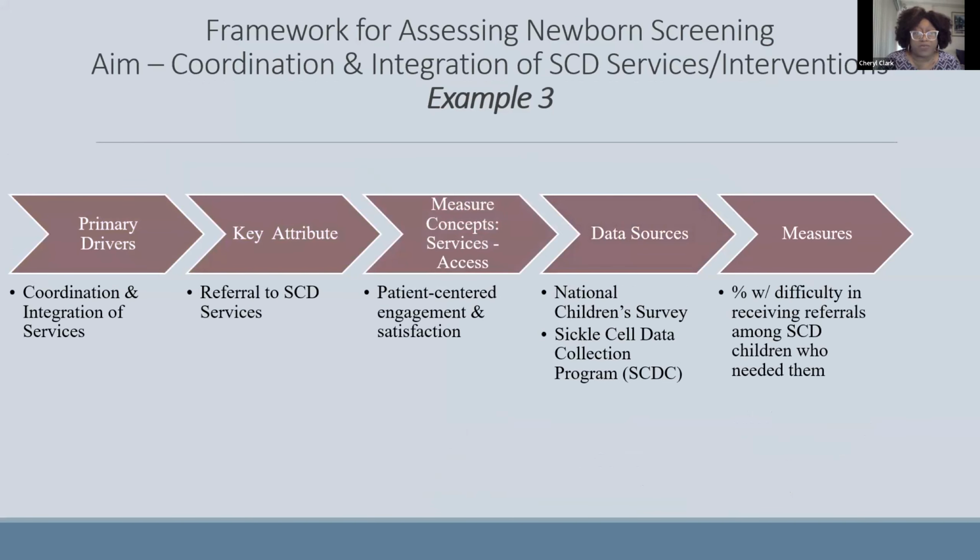I tried to play with it because I want to know if I can do it. And if I can do it, anyone can do it. So I just used the same platform with sickle cell services and interventions, but the coordination and integration, which wasn't in the article or wasn't in that framework, but this is my stab at it, kind of.